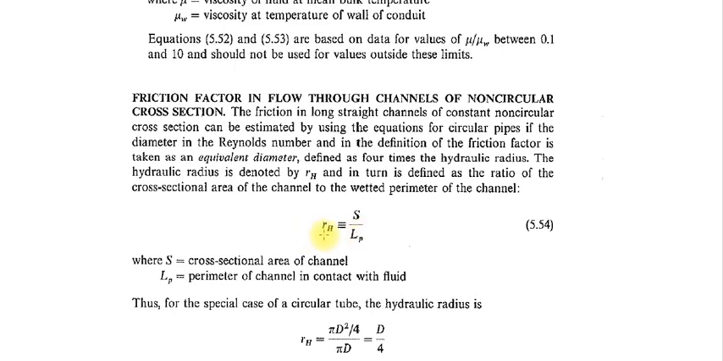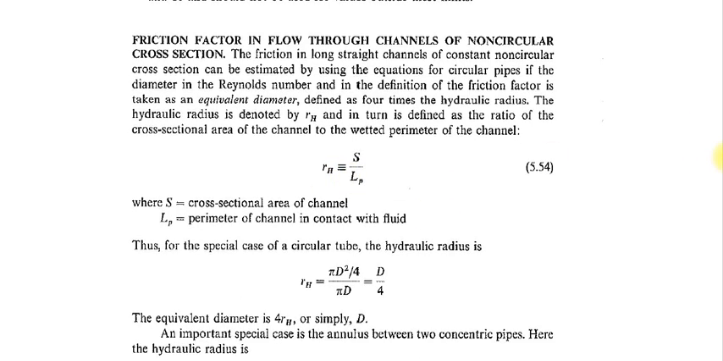So you have to calculate the RH. Suppose the channel is circular, then RH equals pi d square by 4 divided by pi d. The cross-sectional area of the circular pipe is pi d square by 4, and the perimeter of the circular pipe is pi d. If you divide it, you get d by 4. So d by 4 is the hydraulic radius of the circular channel. This hydraulic radius is used when you have a non-circular channel for calculating the friction factor.